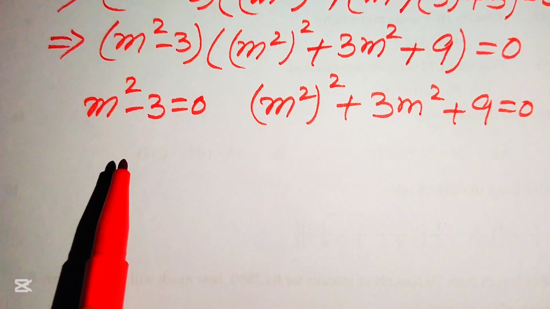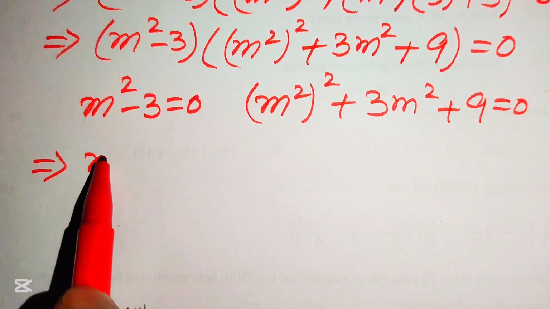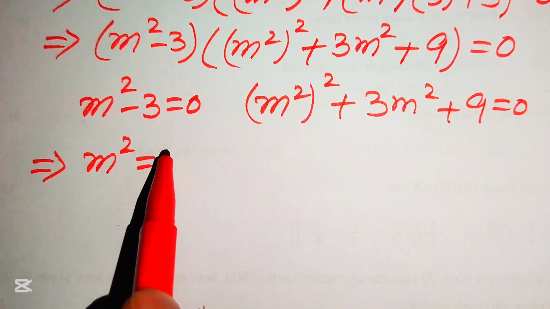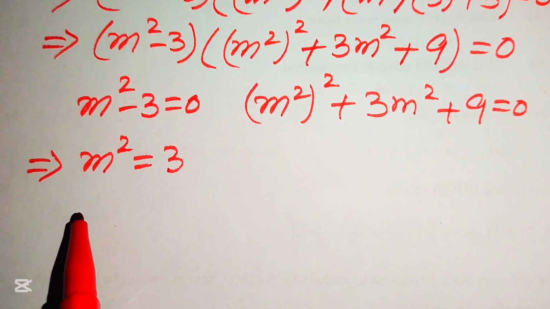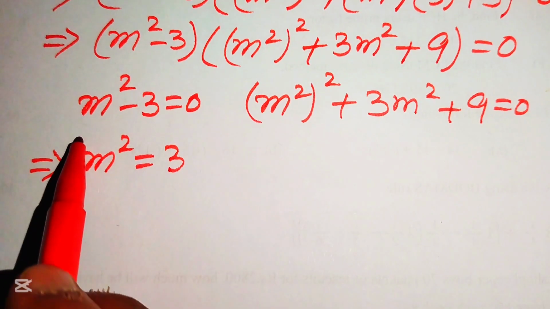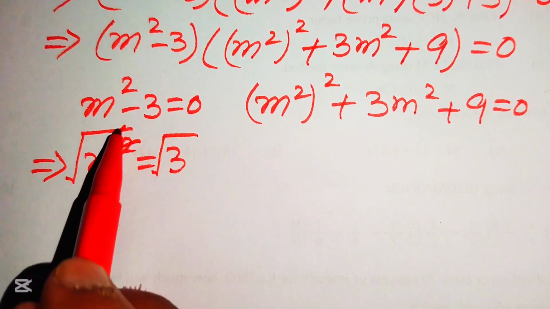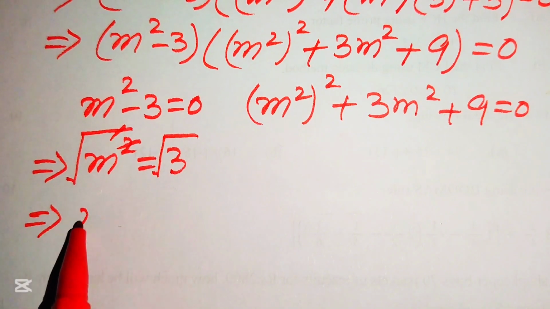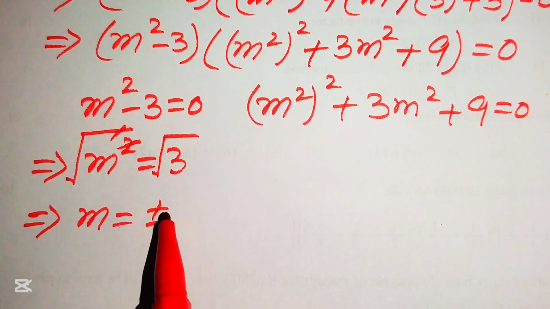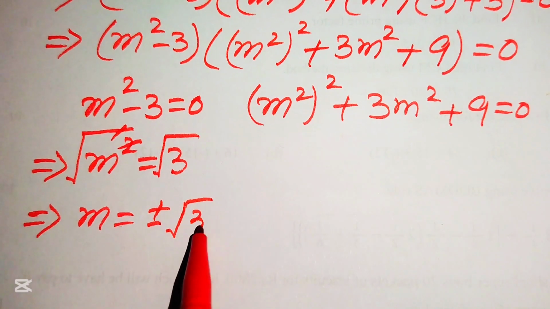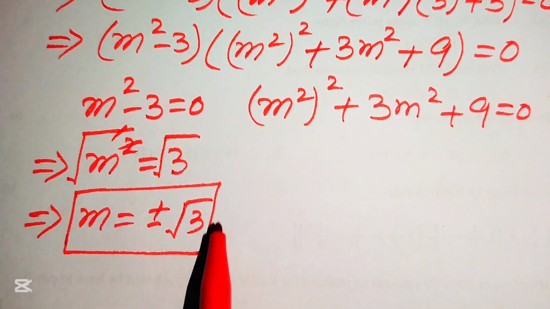So here we first focus on the first case. In the first case we need to move this minus 3 to the right hand side, and it will be written as m squared equals plus 3. Because we solve this problem for the values of m, we need to take the square root on both sides. The square and square root are gone, and we get the value of m equals plus minus square root of 3. So these are the two real roots of the given equation.